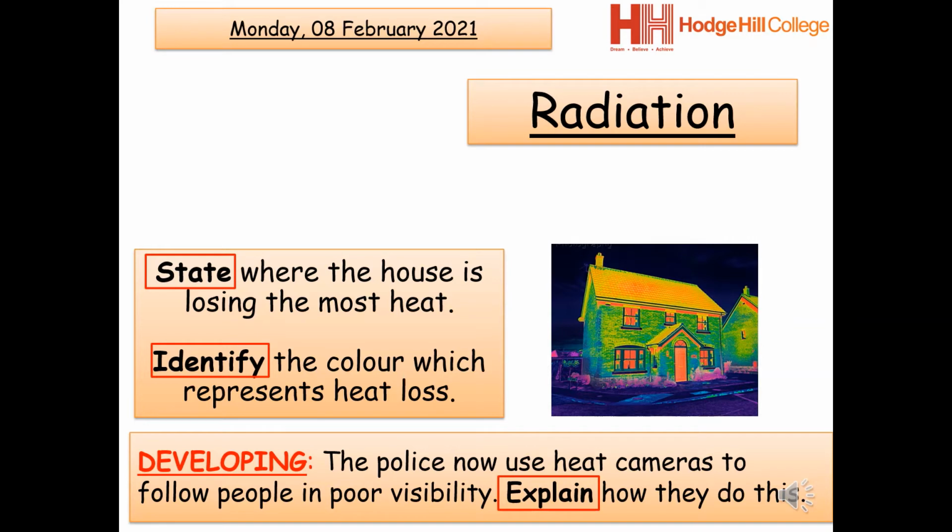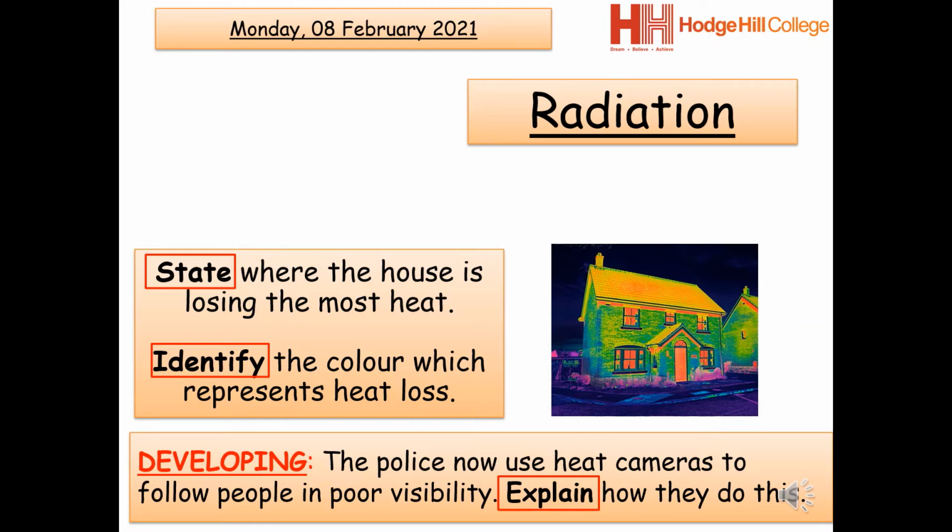Now you can write down your answers on a piece of whiteboard and then you can check after the answer is given. Now the first question here says, state where the house is losing the most heat. Now, if you look on the diagram, you'll notice an array of colors, more so blue, green, orange, yellow, and red. The instances where there are more red indicates where more heat is lost. So you can see that a lot of heat is lost through the doors and the windows.